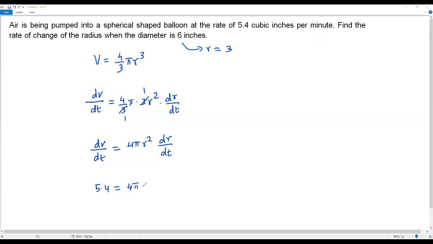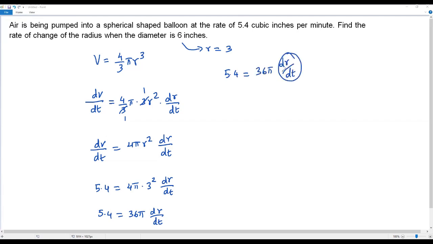Then I'm getting 3 squared times dr over dt. So 5.4 equals 3 squared is 9, 9 times 4 is 36 pi times dr over dt. Okay, let me write the stuff over here. 5.4 is equal to 36 pi times dr over dt.